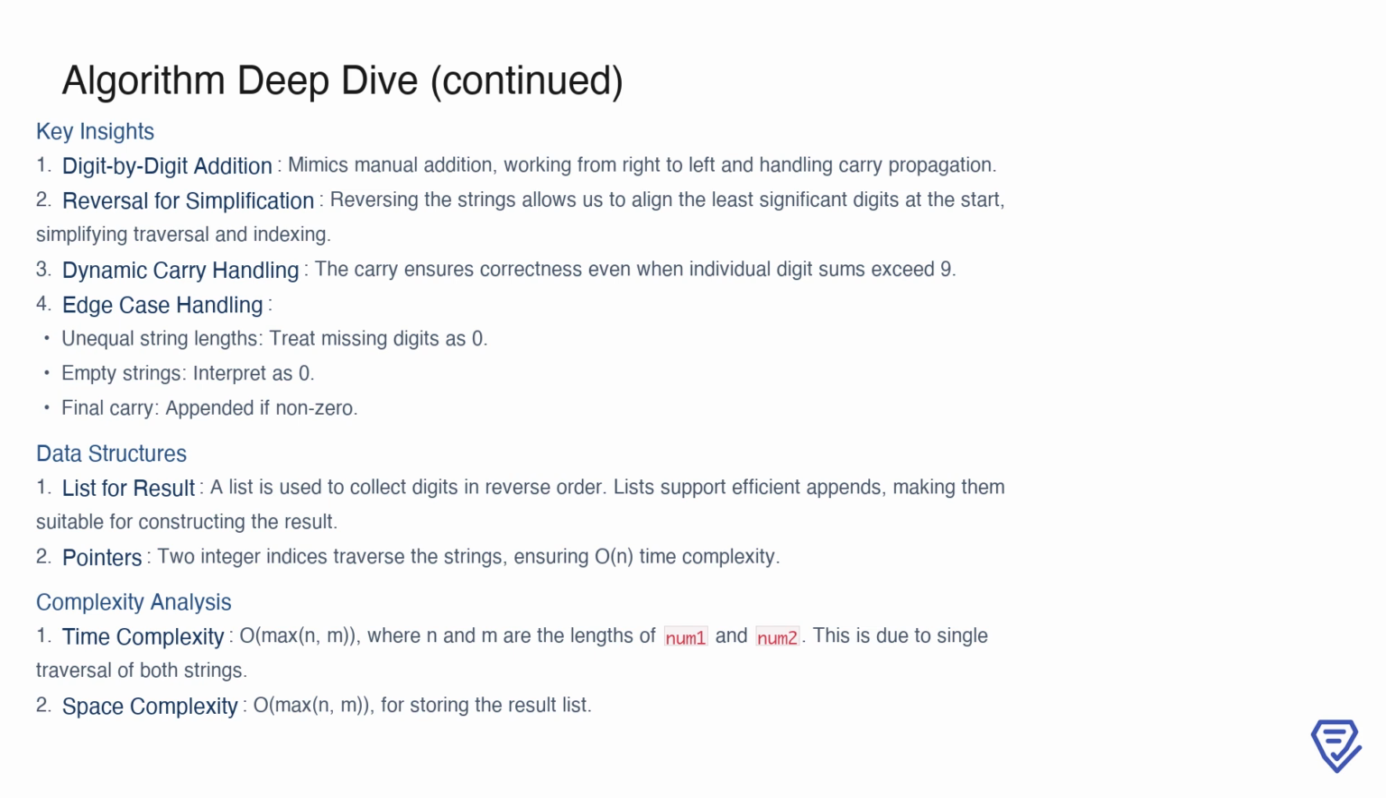The algorithm runs in O(max(n, m)) time, where n and m are the lengths of the input strings, since we traverse both strings once. The space complexity is also O(max(n, m)), as the result list grows proportionally to the length of the longer string. This makes the solution efficient and well suited for the problem constraints.